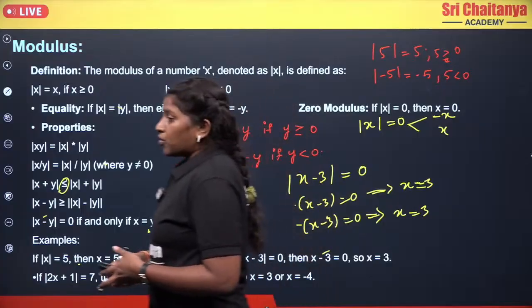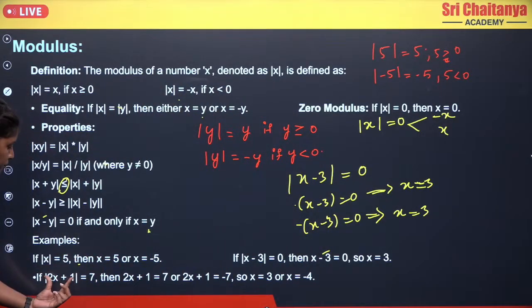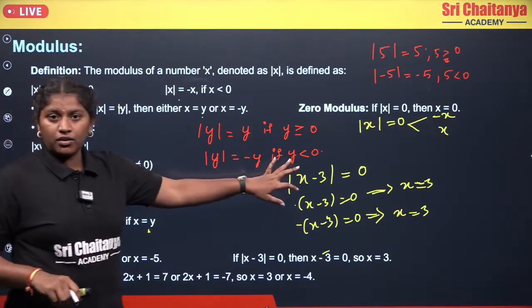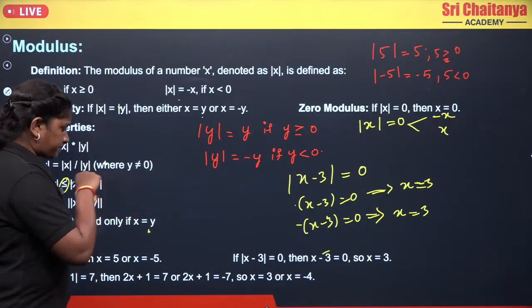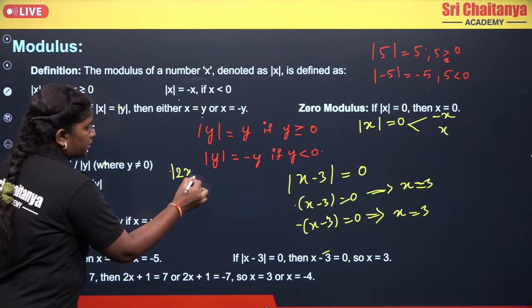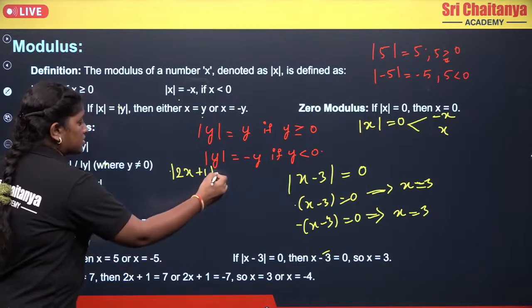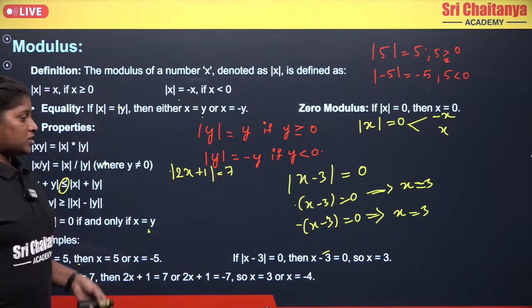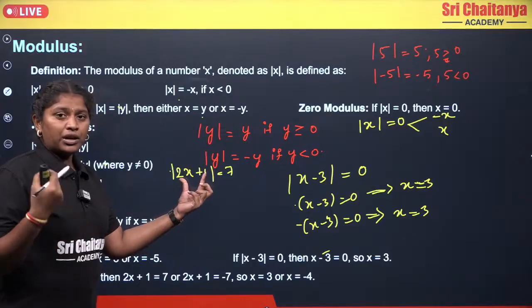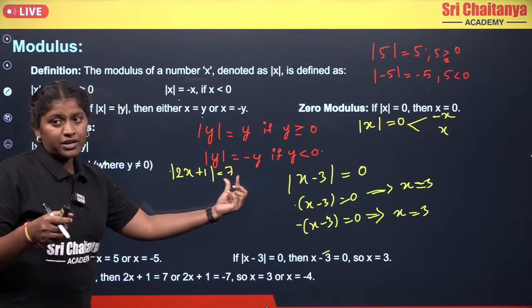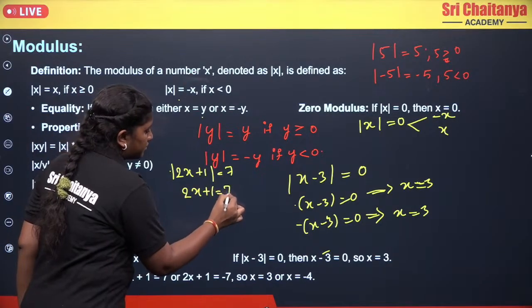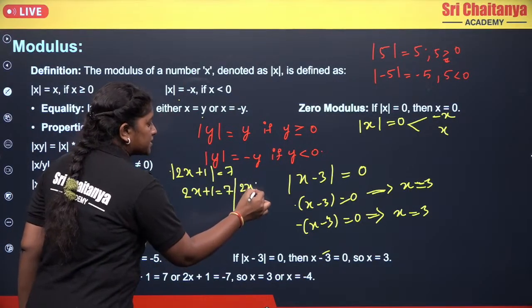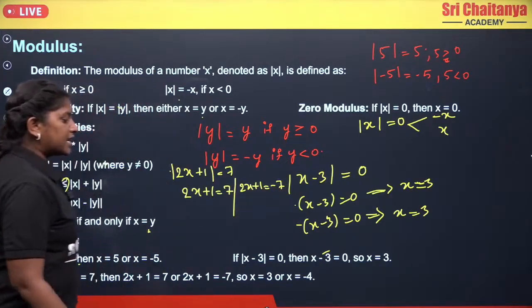Okay, now coming to the next one, if you observe here, modulus of 2x plus 1 equals 7. Like we have taken the plus x and minus x, here also we will get this. This is the given equation. Now, if you want to eliminate the modulus, we can take plus 7 or minus 7. So that becomes 2x plus 1 equals 7, which is one value, and 2x plus 1 equals minus 7, which is the other value.